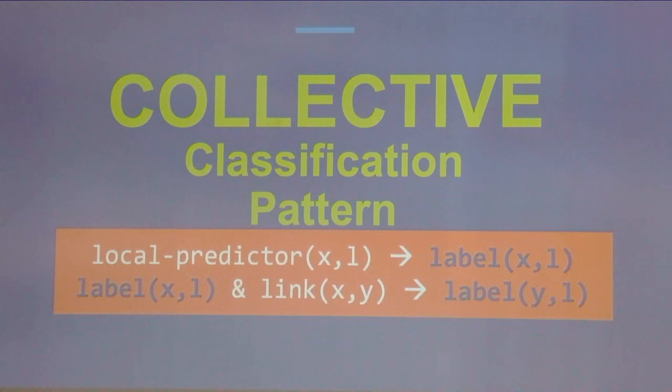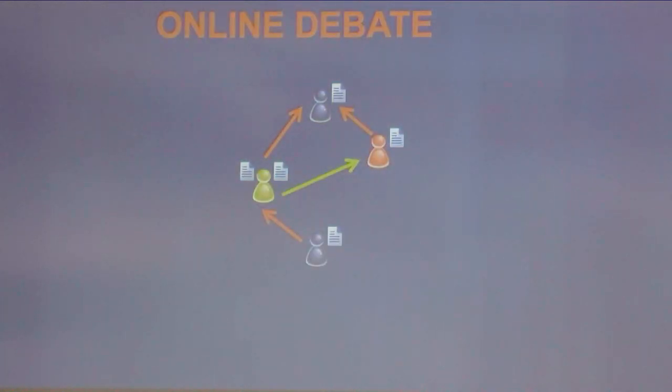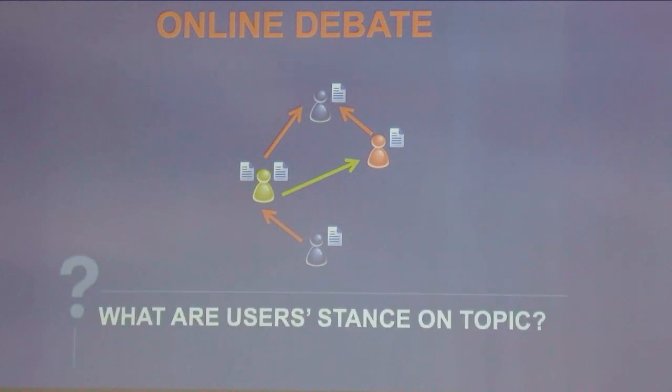I want to give a little pattern that's slightly more complex, which is around figuring out stance in online debate. And so this example is supposed to illustrate, I have people, they're making posts on some particular topic, and then the arrows, the red arrow is a disagreement link, the green arrow is an agreement link, and the question is, what are the stances on the topic? So are they kind of pro or anti?